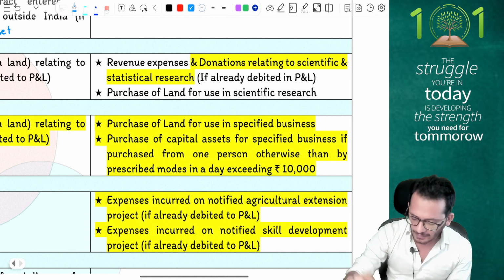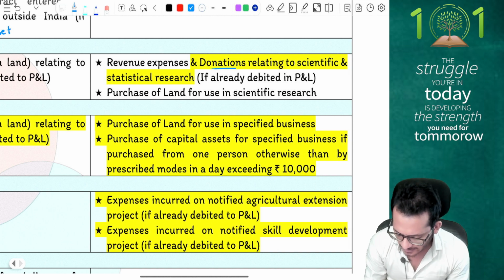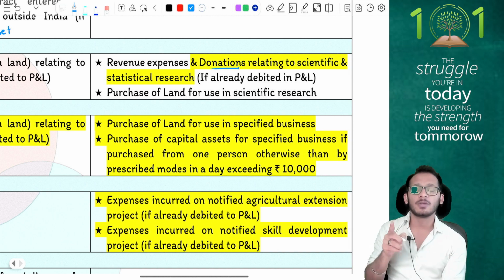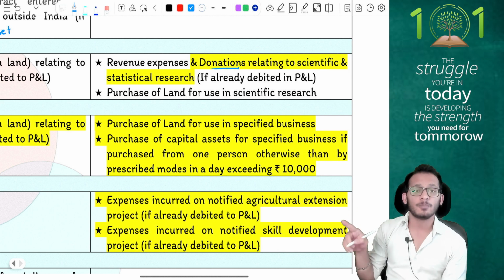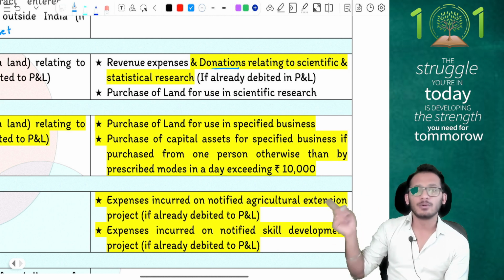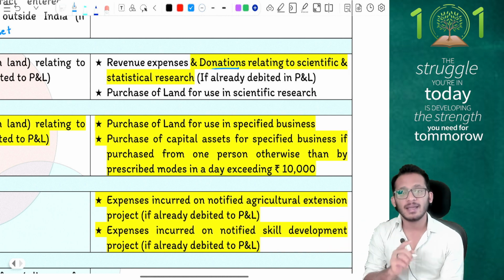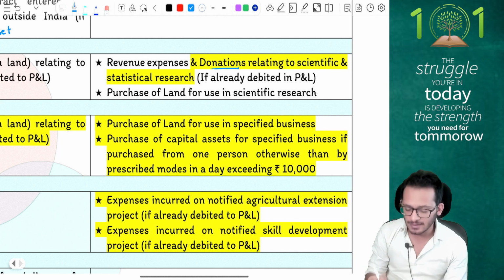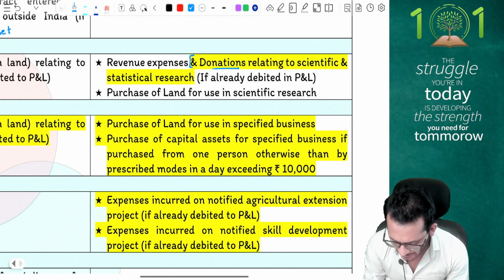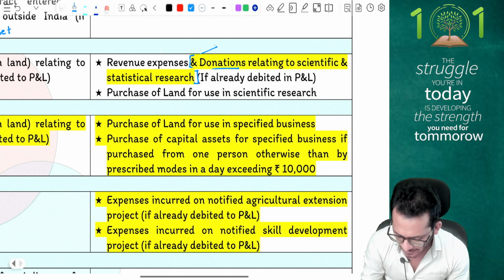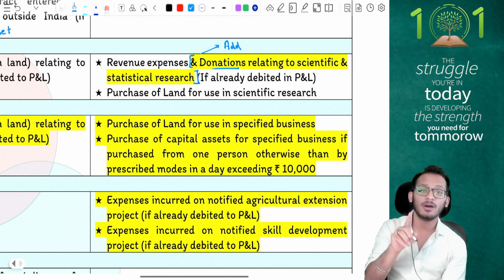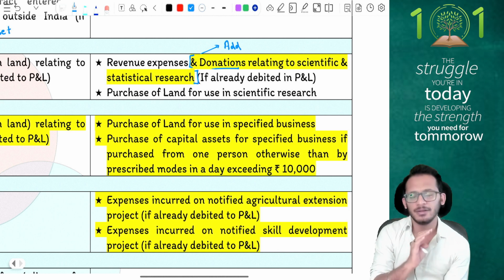However, please notice that donations relating to scientific research have been highlighted in yellow, because income tax clarifies that if you're opting for any special tax regime, the donations paid to any other scientific research or statistical research areas cannot be claimed as a reduction. It has to be disallowed. So if this is part of my P&L, I will add it back for the purpose of the new tax regimes.